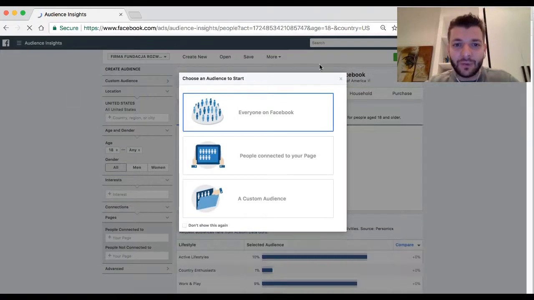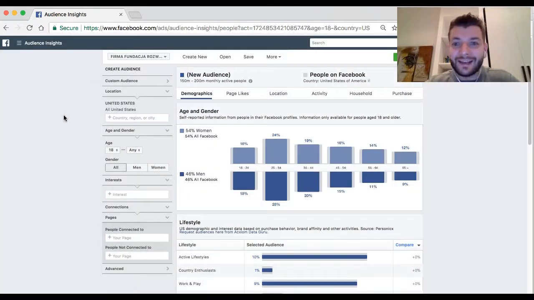This tool allows you to identify your target audience. If you have a customer list, you can upload it into Audience Insights, and it will show you what interests your customers have, what pages they follow, what age they are, and all of those insights, which are very important for you to know if you want to target those people effectively, right?